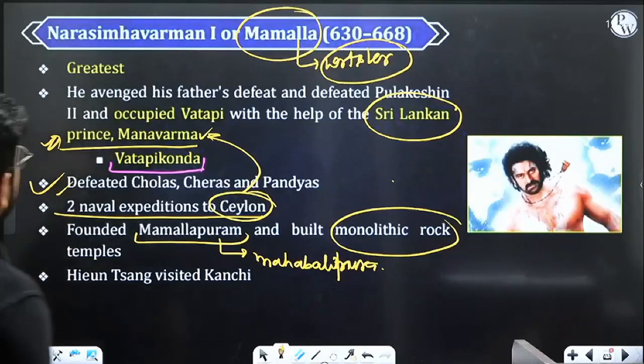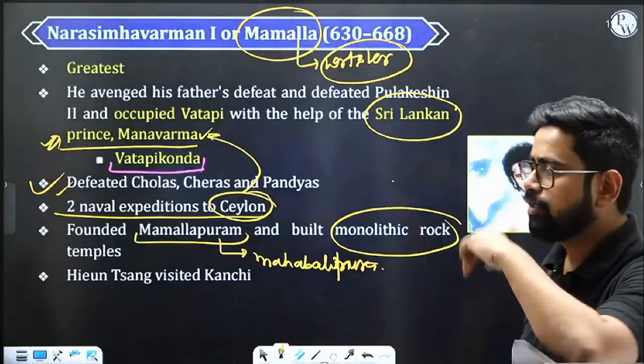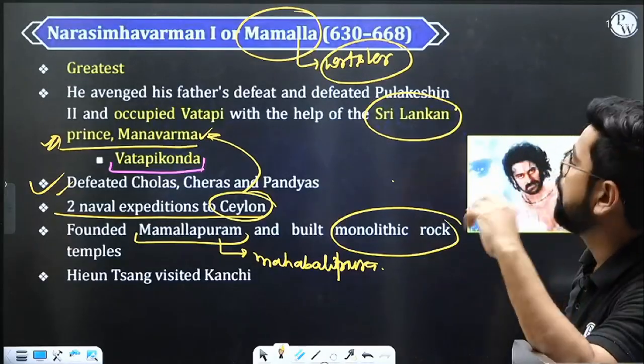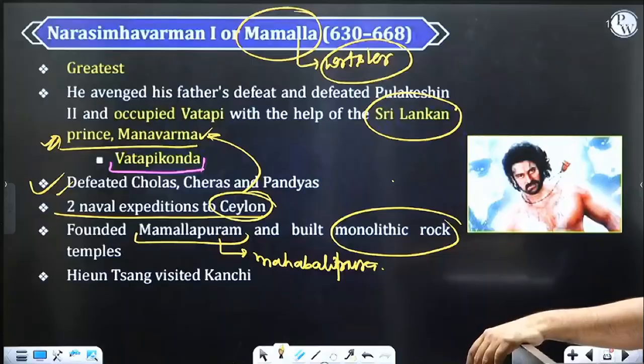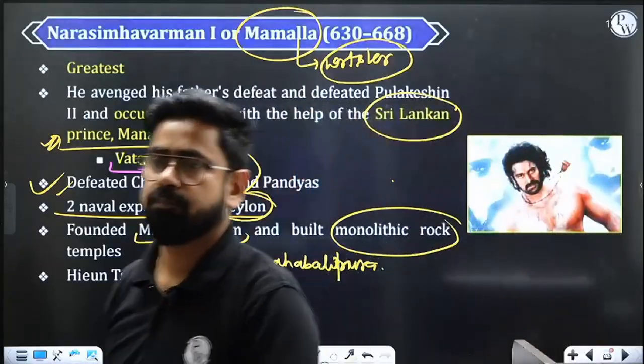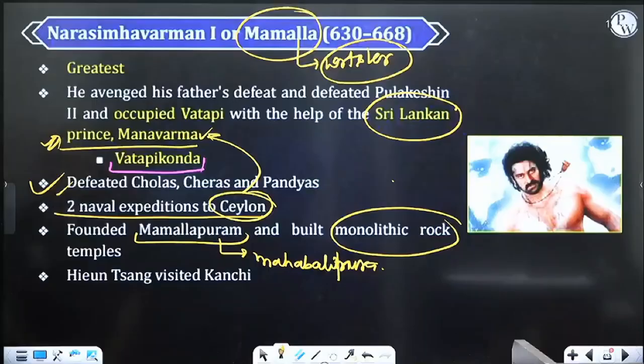Okay, great. So now, Narasimhavarman, revenge wala story we know that he took revenge, right? He is one of the greatest. He avenged his father, right? And called Vatapi Konda. But other than that, it is his name, which makes Mamallapuram, which makes Mahabalipuram. Yeah, okay, let's continue. So he made some monolithic temples.